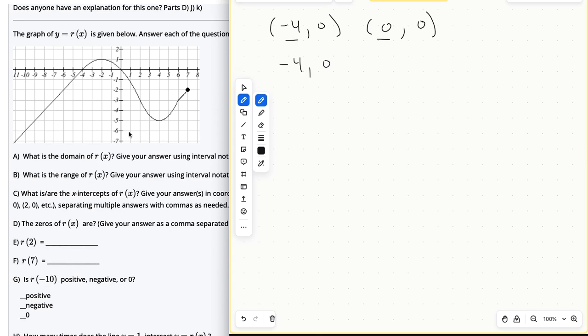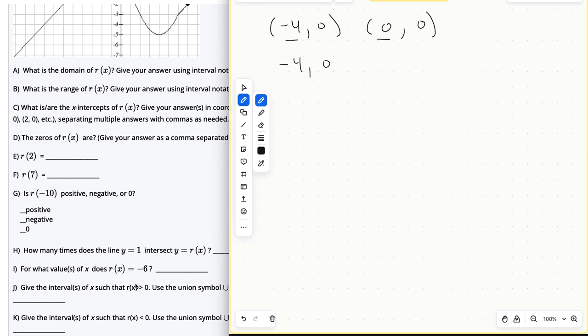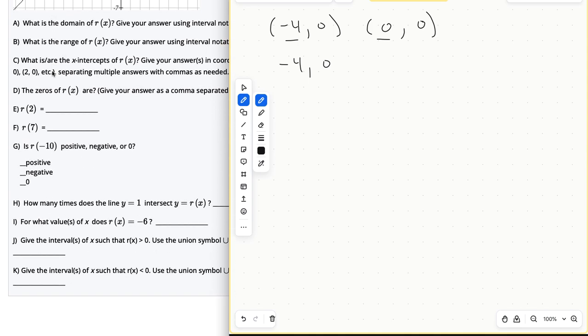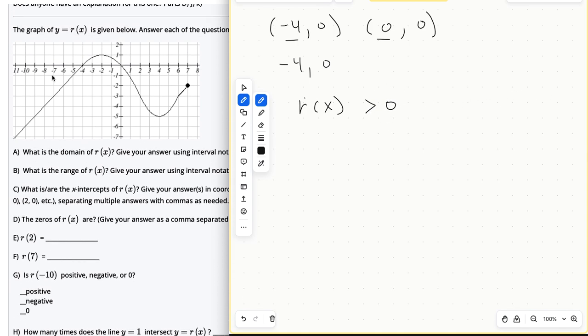And then J and K, let's see, so J wants where it's greater than 0, and K wants where it's less than 0. Okay. So if we're looking for where, back there for just a second, actually write this down. This is asking for r of x greater than 0 or less than for the next part. R of x is the output. We put in x's into a function and we get out r of x's.